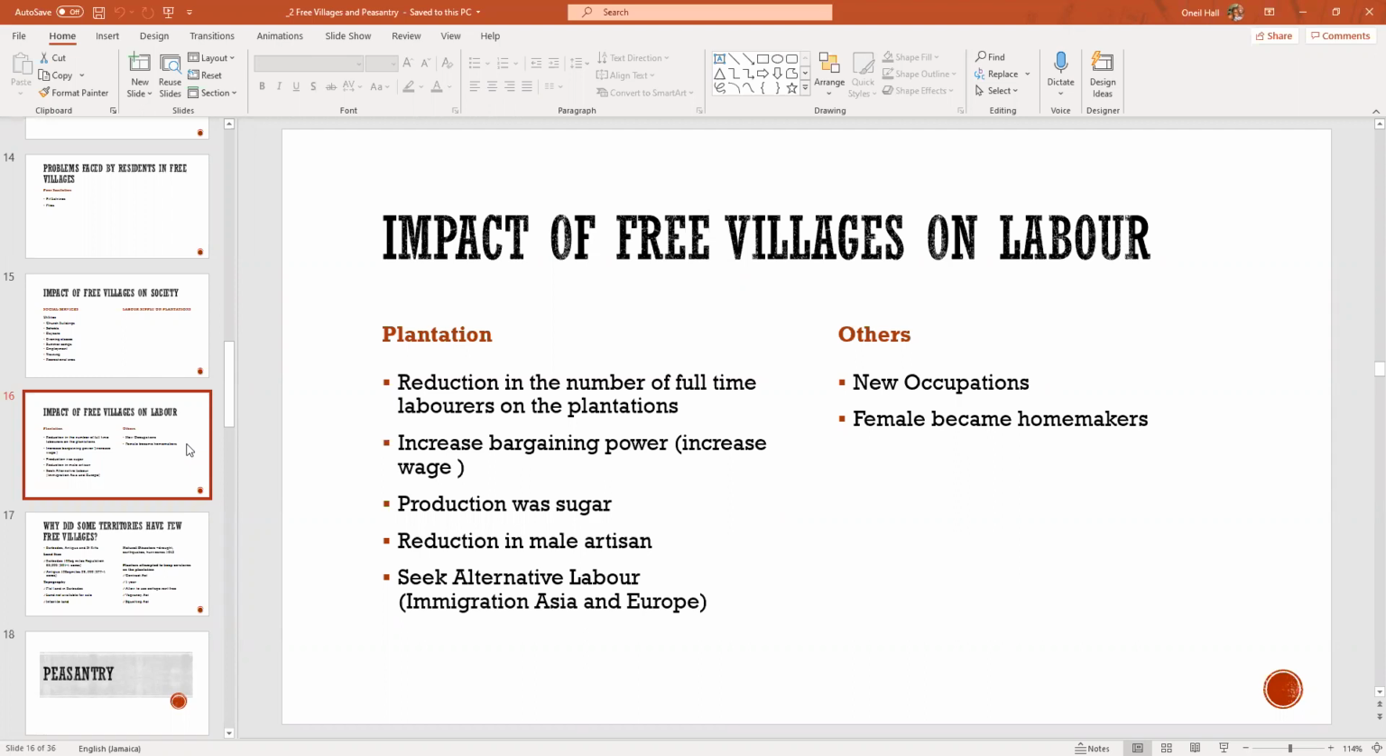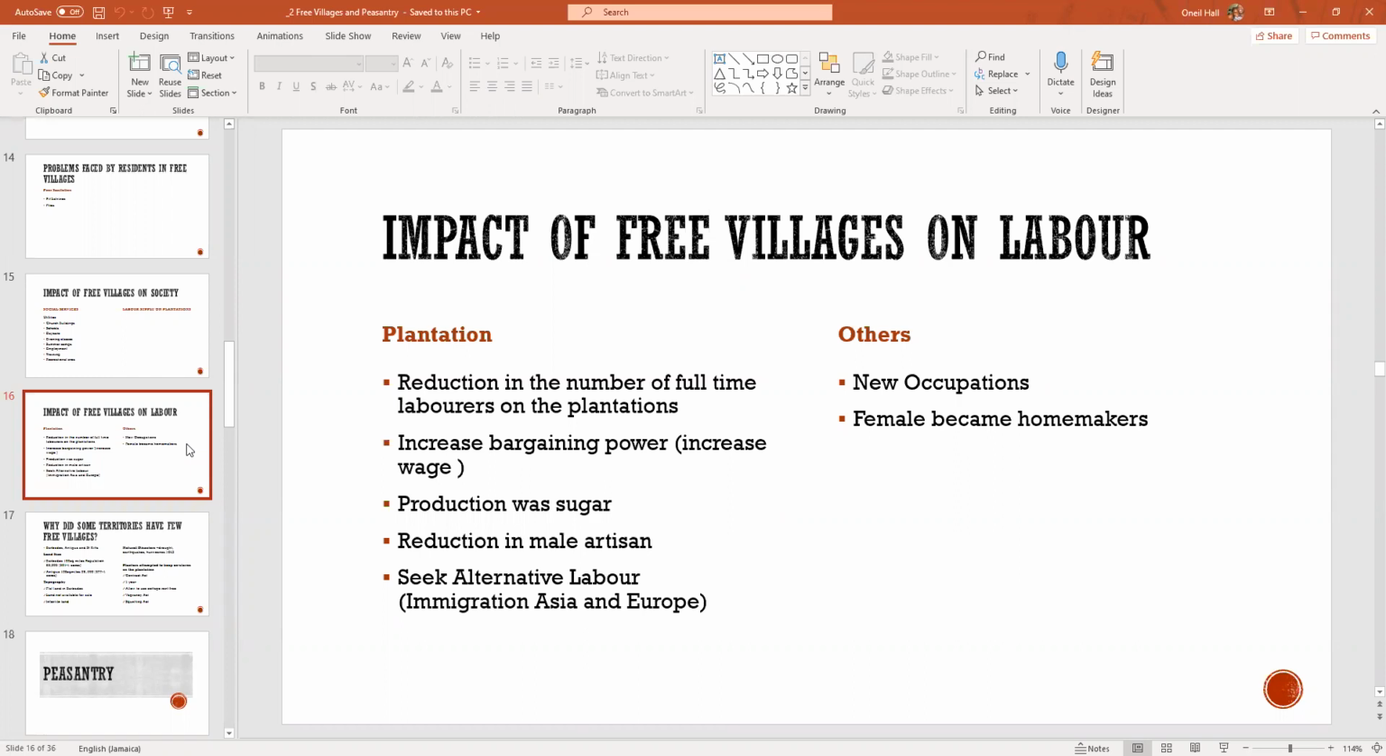And because a lot of persons are leaving the plantation, the plantation is going to have reduced production. A lot of the male artisans who used to work on the plantation are going to leave. And so the planters are going to be in a serious problem, and they are going to seek alternative employment or alternative labor from Asia and Europe. And so we know for sure that free villages would have negatively affected plantation employment.